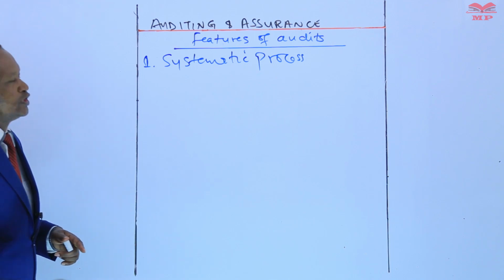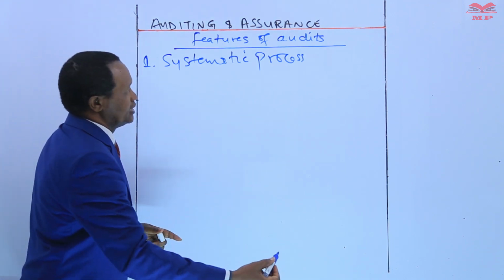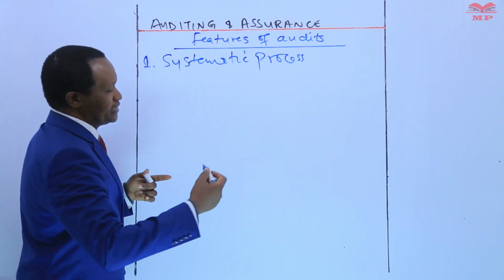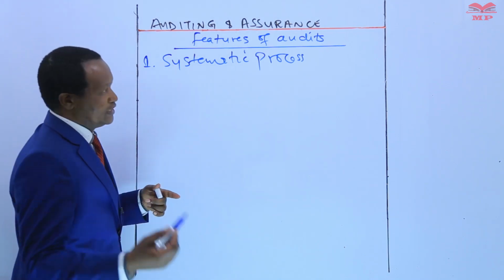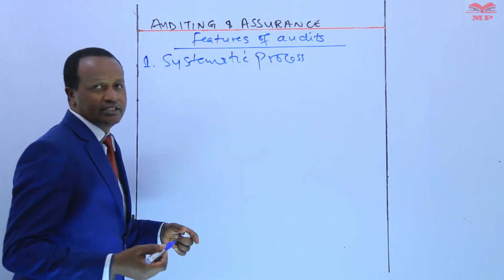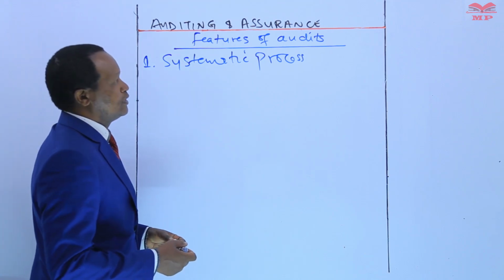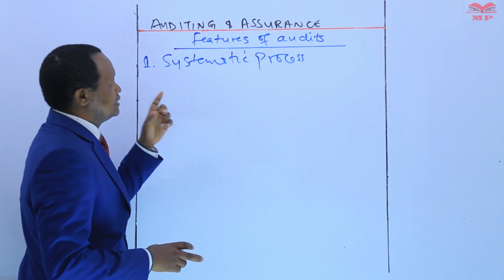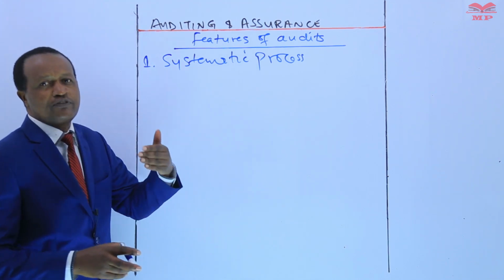Okay, you recall we defined audit or auditing as a systematic and independent examination of the financial records to ascertain their accuracy, fairness, and if they comply with the regulatory requirements. So auditing is a systematic process.